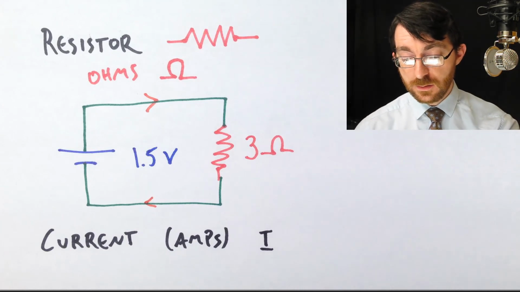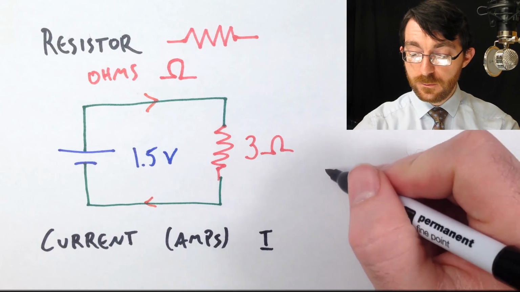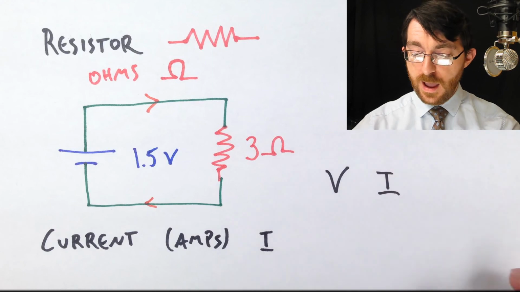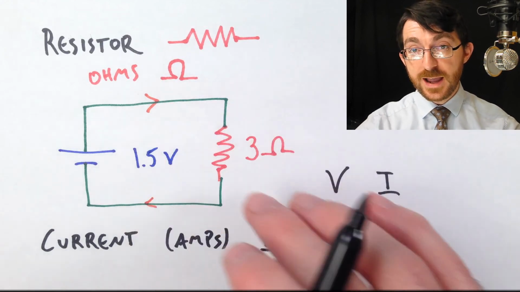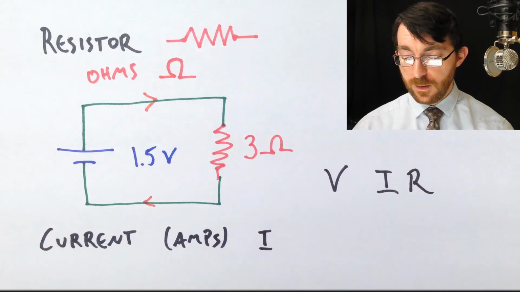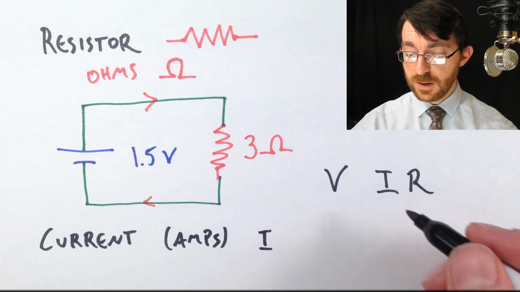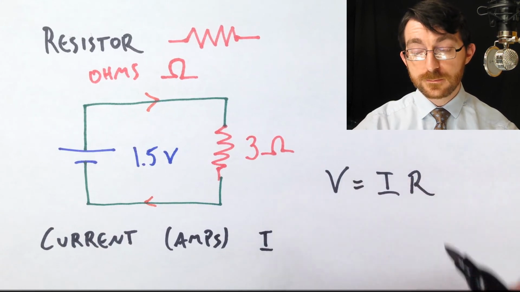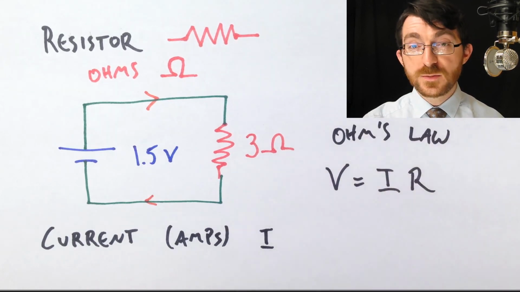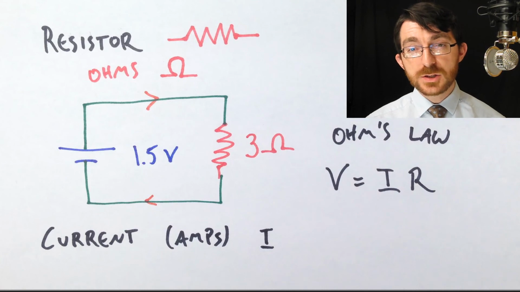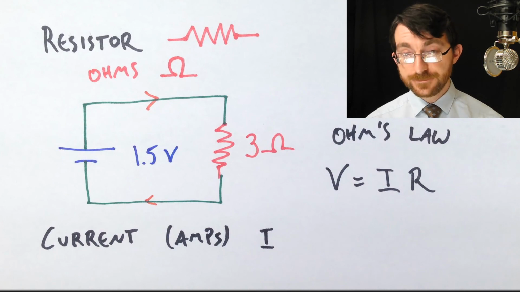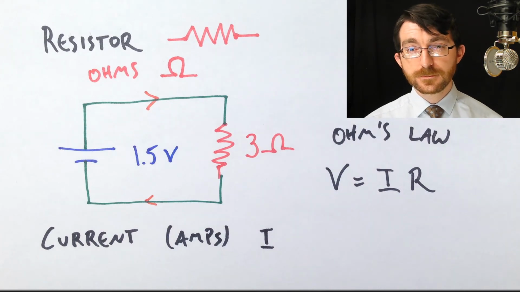Okay? So the 3 terms we've got are voltage, current, and then resistance. Its unit is ohms, but its symbol is R. Now, those 3 terms actually relate to each other like this. This is called Ohm's law. And using this, we can actually determine how much electricity is flowing in this circuit.